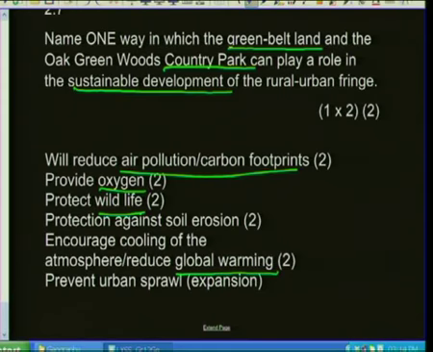So all of those things together point towards us improving our natural environment, but the fact that it's a country park implies that people are paying in order to come there. So there's an economic advantage as well. Let's move on to our next question.